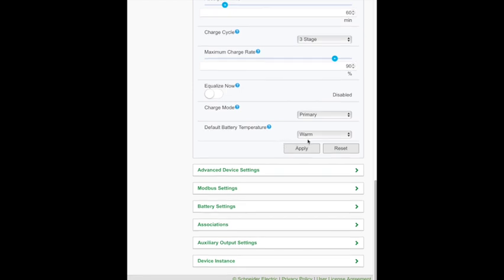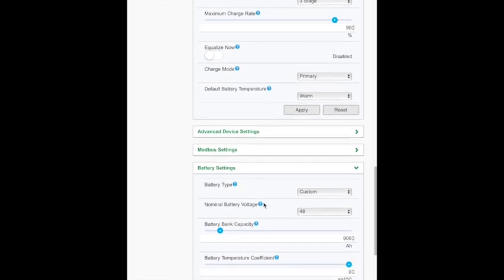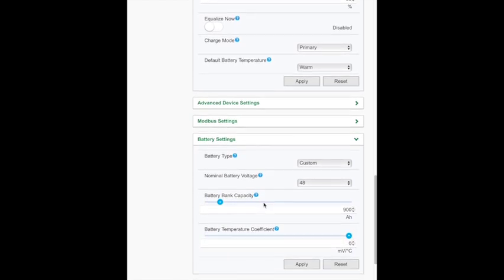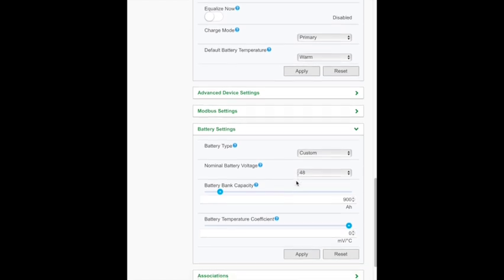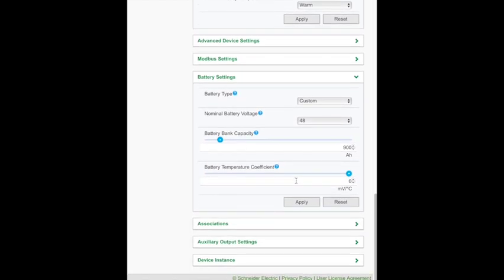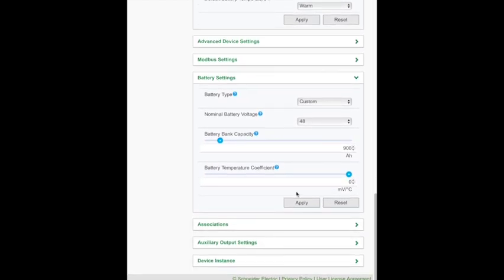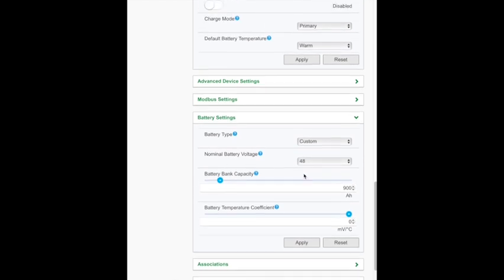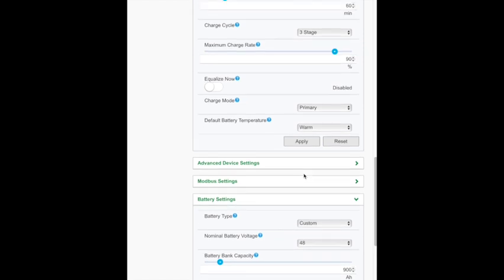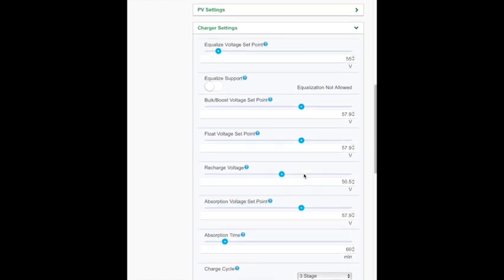Equalization now, you don't use. It's disabled. Battery temperature, okay, it thinks the room is 25 degrees, so there is no adjusting that, cool, warm, or hot. The battery setting is very basic. It's a 48 volt system. I have 3 Kong Elites, that's 900 amps, and you don't use battery temperature coefficient. You turn it to zero because of the lithium ions. You only use that with flooded lead acids and stuff like that, and AGMs.